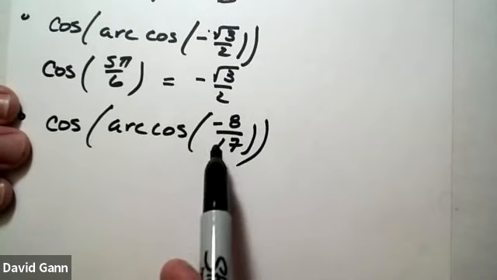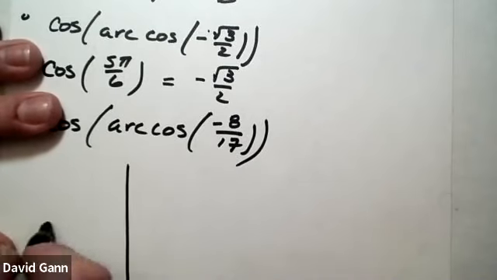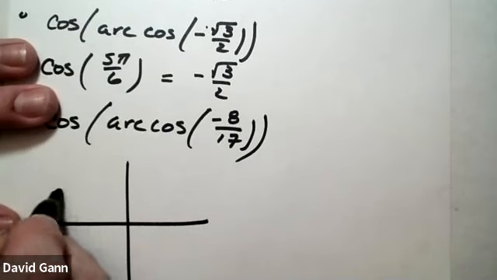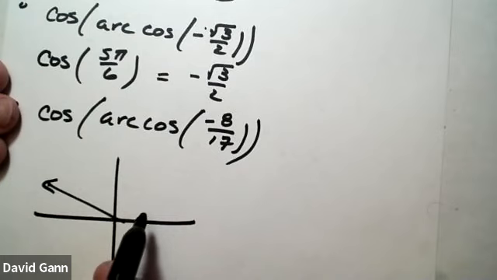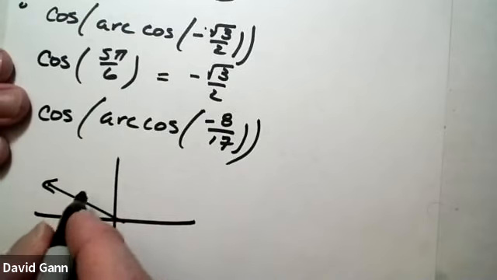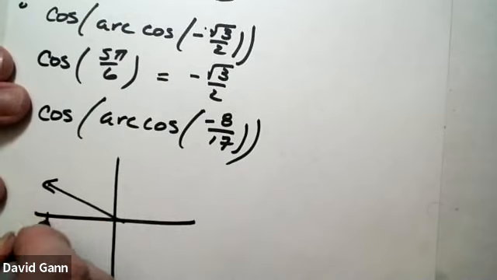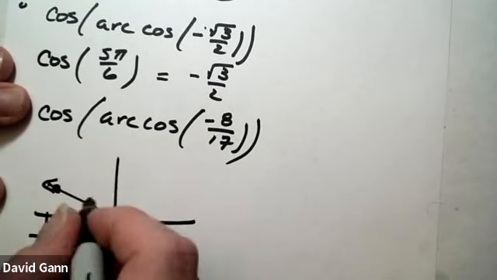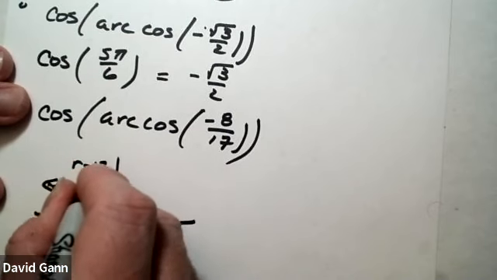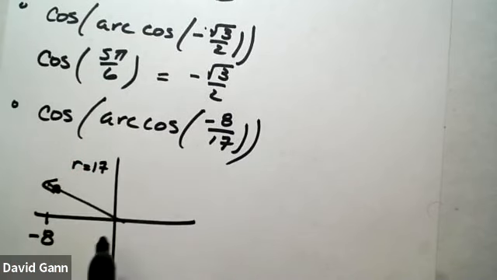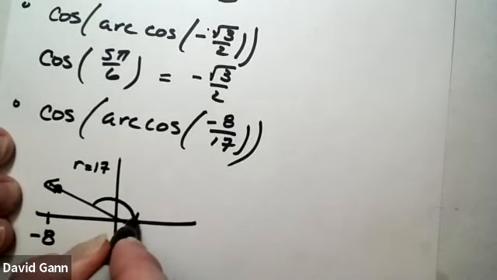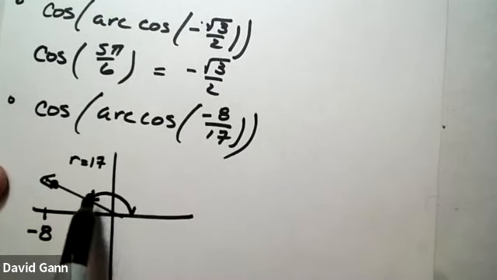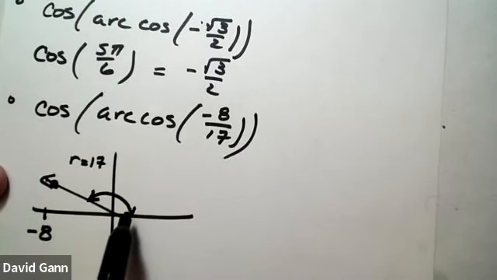And because of the sign, we know that it's an angle in quadrant 2. So out here somewhere. And so, we don't necessarily know what this angle is, but we do know that the X value for some point on this terminal ray is negative 8, and that the R value is 17. So when you ask yourself, what is the cosine of this unknown angle? Well, it's just X over R, right?